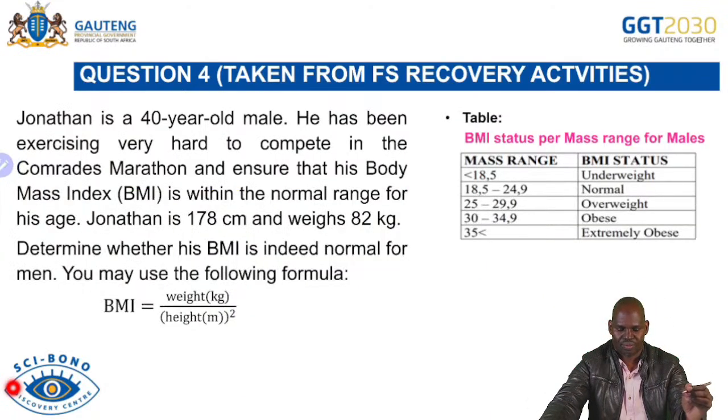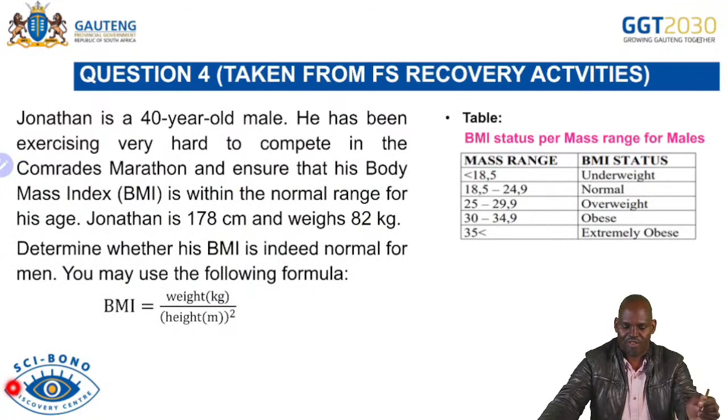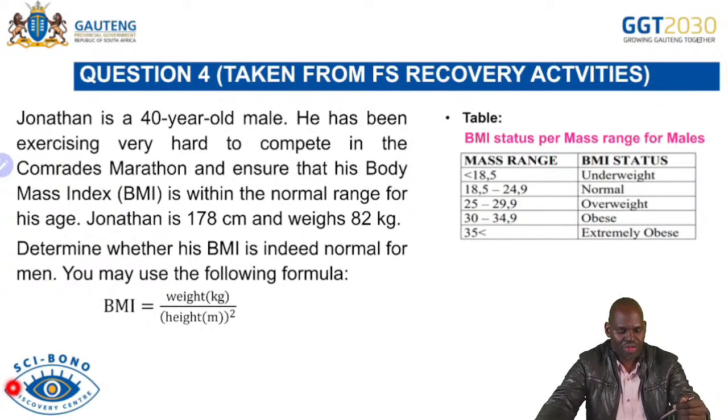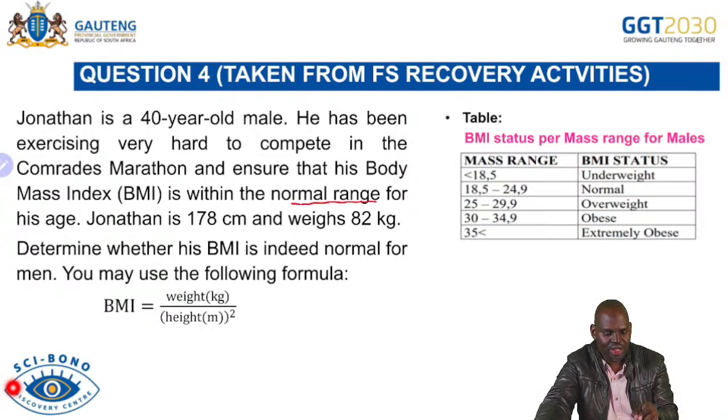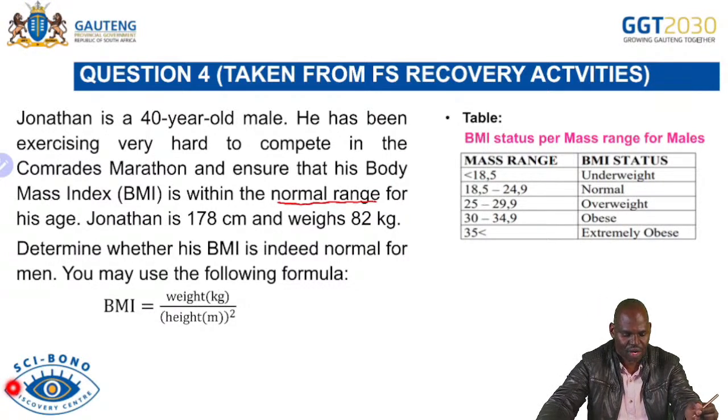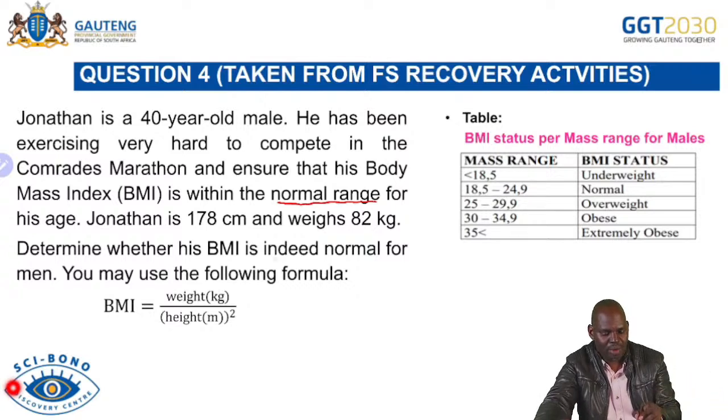Then the next question is taken from Free State Recovery Activities. Jonathan is a 40-year-old male. He has been exercising very hard to compete in the Comrades Marathon and show that his body mass index is within the normal range for his age. Jonathan is 178 centimeters and weighs 82 kilograms. Determine whether his BMI is indeed normal. For men, you may use the following formula.